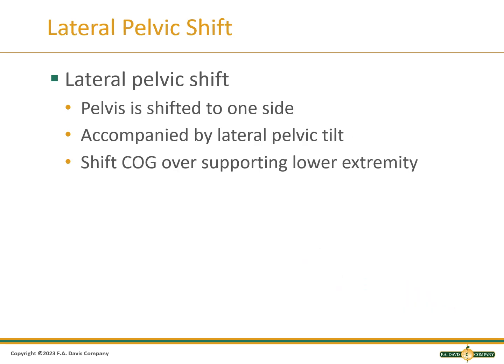Lateral pelvic shift is important for ambulation because it allows a shift of the center of gravity over the supporting lower extremity to allow for advancement of the swing leg during gait. Our lateral pelvic shift is also accompanied by the lateral pelvic tilt. We need both of those working together in order to allow for normal gait.